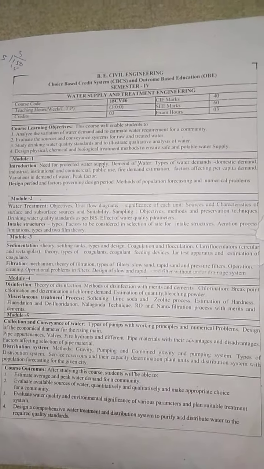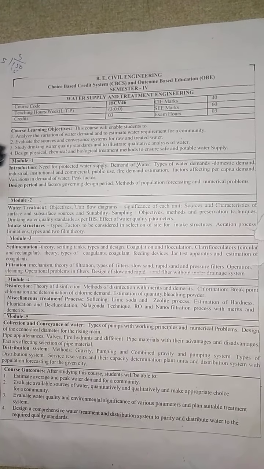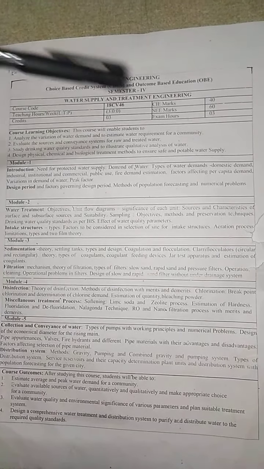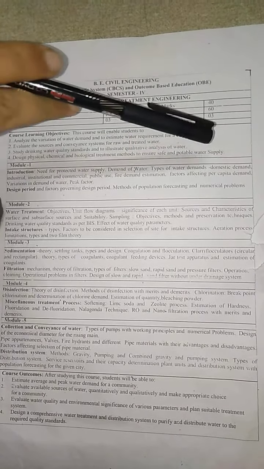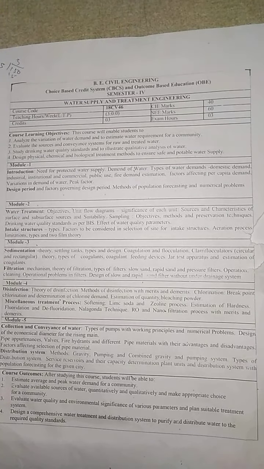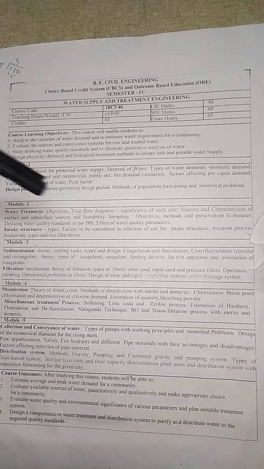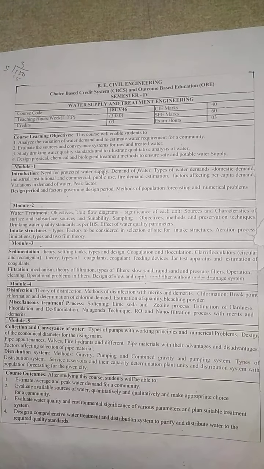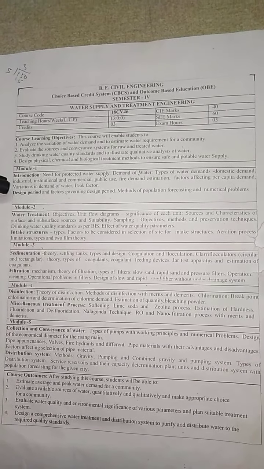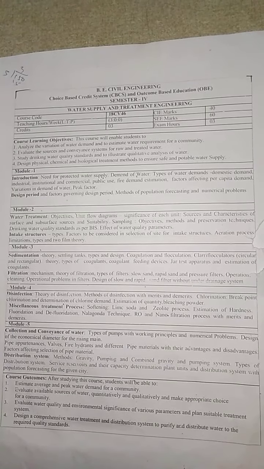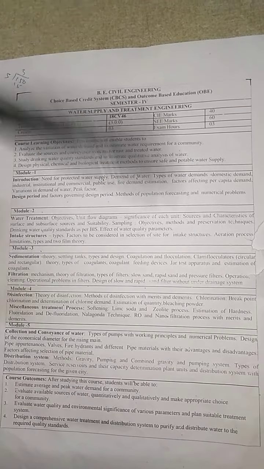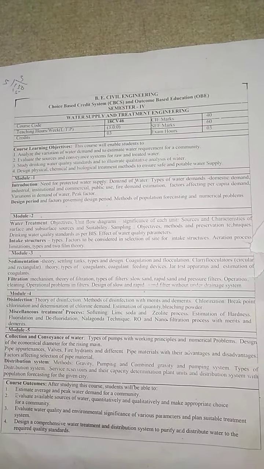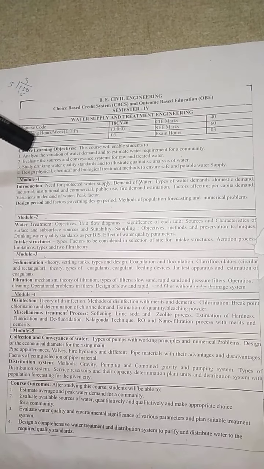So in module 1 we will be seeing the introduction. In the introduction we will see the need for protected water supply, then demand of water. In that we are going to see the types of water demand: domestic demand, industrial demand, institutional demand, commercial water demand, public use, fire demand and its estimation, factors affecting per capita demand, then variations in the water demand, the peak factor, then what is the design period, factors affecting the design period, and the methods of population forecasting. Numericals we have already solved in our theory classes, so we will just repeat the theoretical things we covered in module 1.